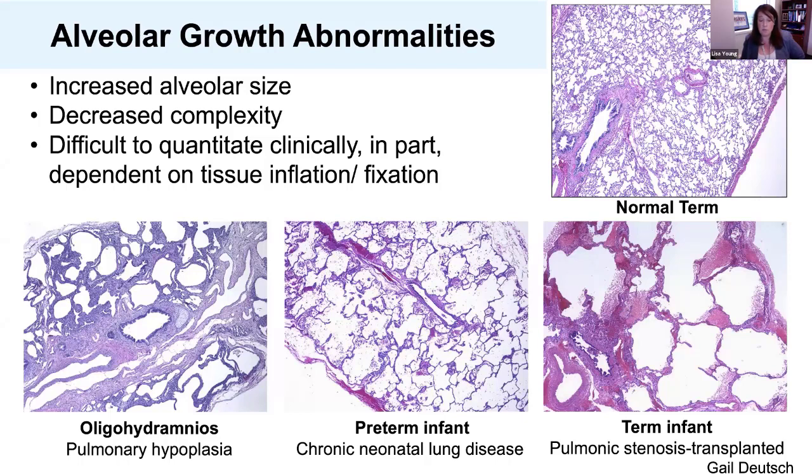So yes, there's a preterm infant with chronic neonatal lung disease, and you can see how many alveoli there are or aren't, or how big they are compared to the normal term lung, but also just show you the examples of oligohydramnios or a patient with pulmonary stenosis, pulmonic stenosis, that was ultimately transplanted. So this type of pathology is technically interstitial lung disease. The interstitium is perturbed, it's thickened, but it might not be what you start off thinking about. But we need to learn more to understand the CT patterns and the risk factors.